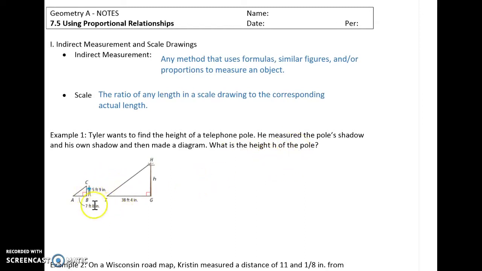If you notice these measurements down here, this 5 foot 9 inches, 7 foot 8 inches, etc., you'll remember that we don't want to work with two different units in one problem. We're going to want to convert everything. So let's convert it either all to feet or inches, whatever is easiest for you.